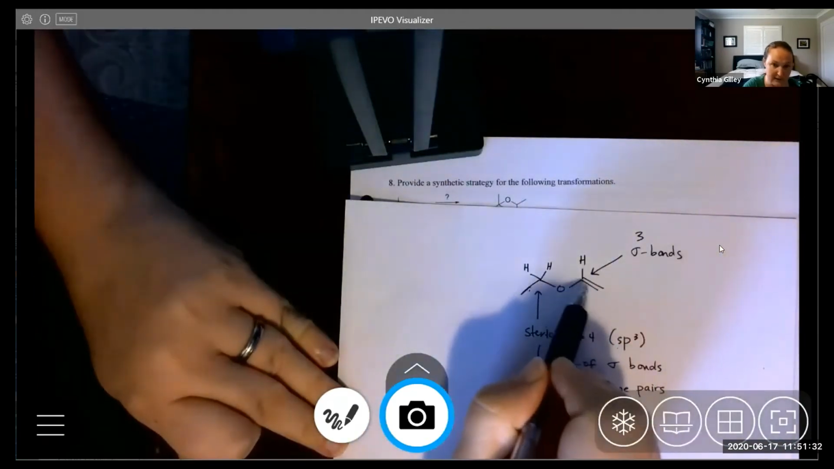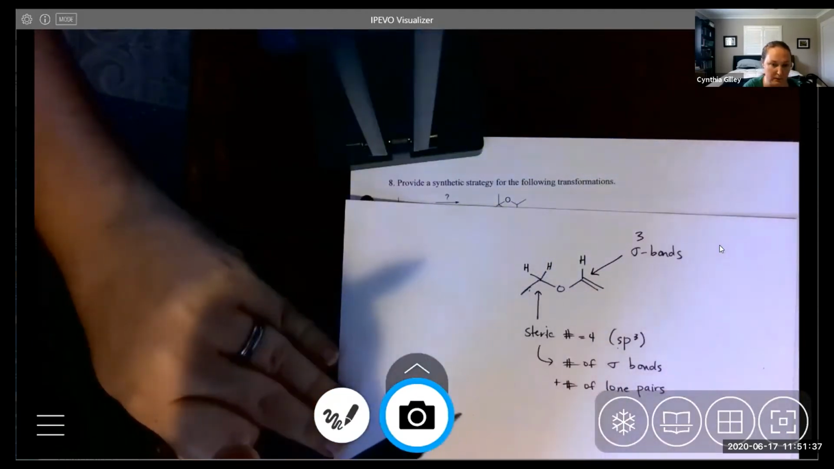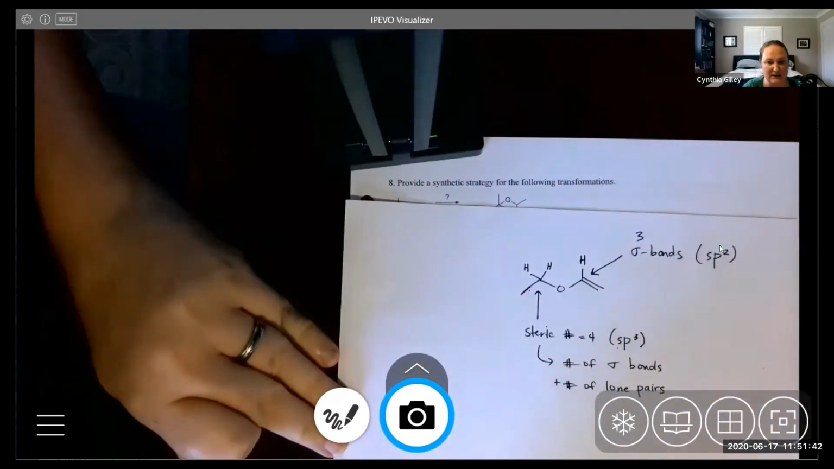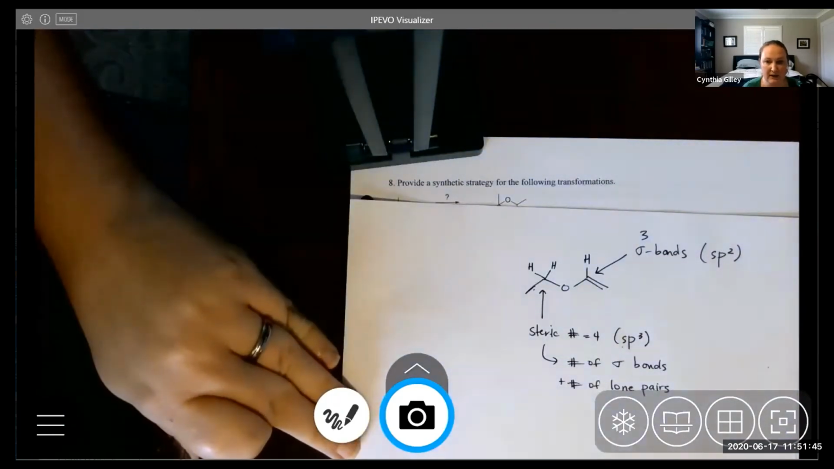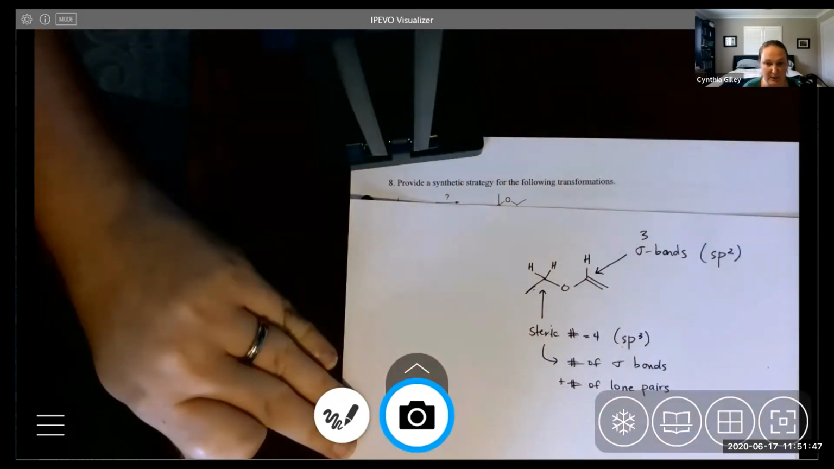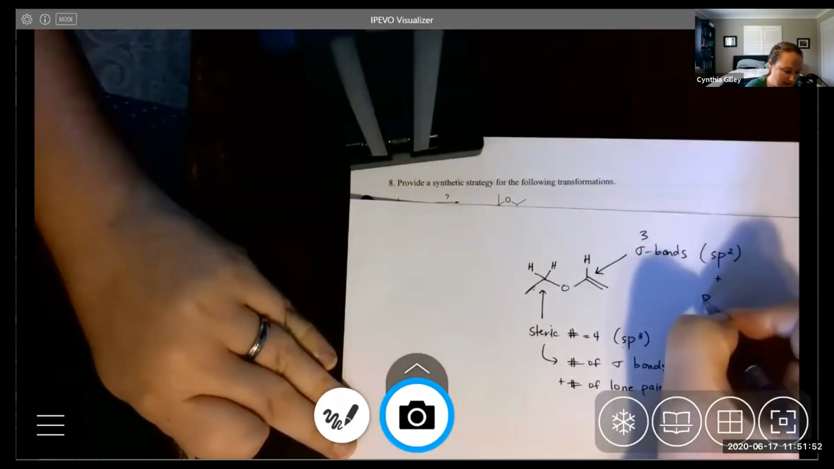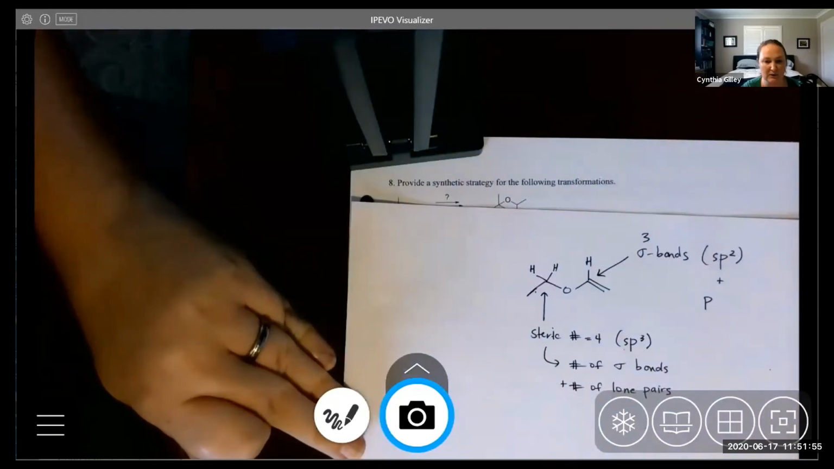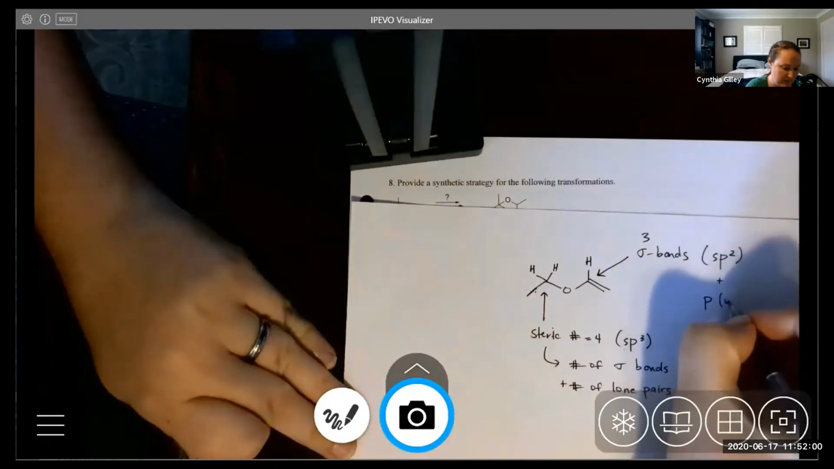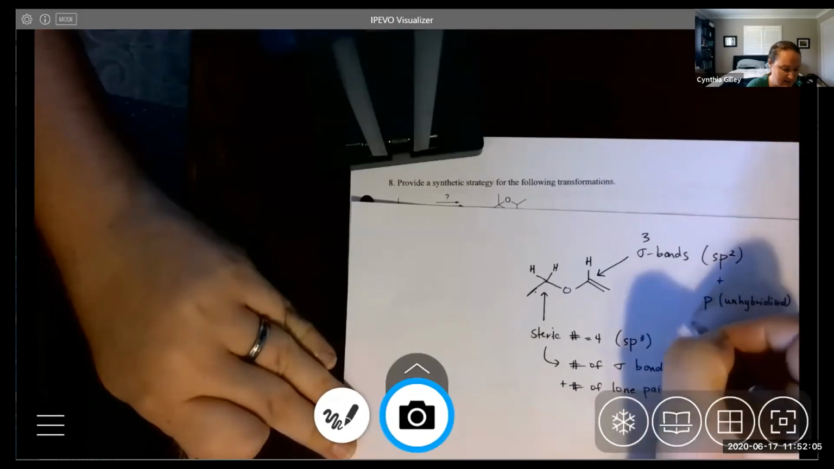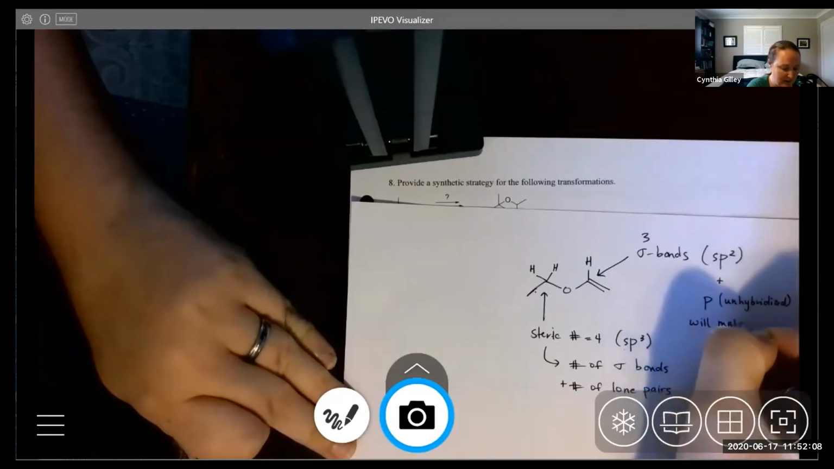This is a pi bond, so one of them is a pi bond, one is a sigma bond. Sigma, sigma, sigma, no lone pairs. So this carbon will only hybridize to sp2. That's because it only needs to make 3 sigma bonds. And when it does that, it will have one remaining unhybridized p orbital. And that unhybridized p orbital will make the pi bond. So pi bonds are side-to-side overlap of unhybridized p orbitals.